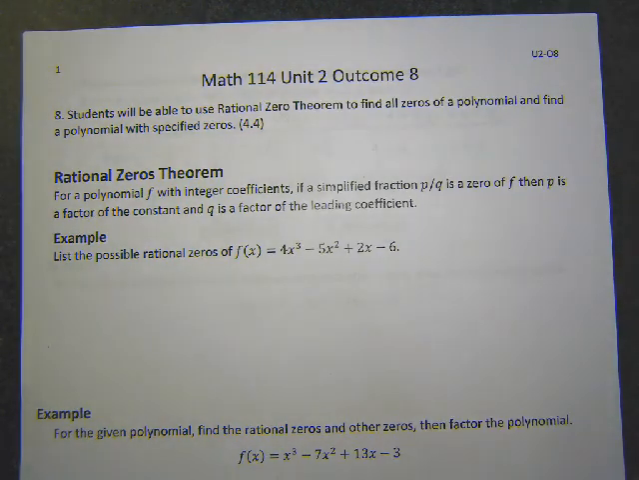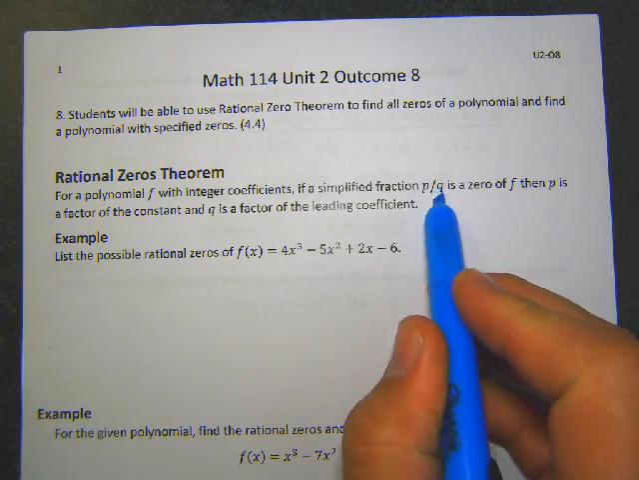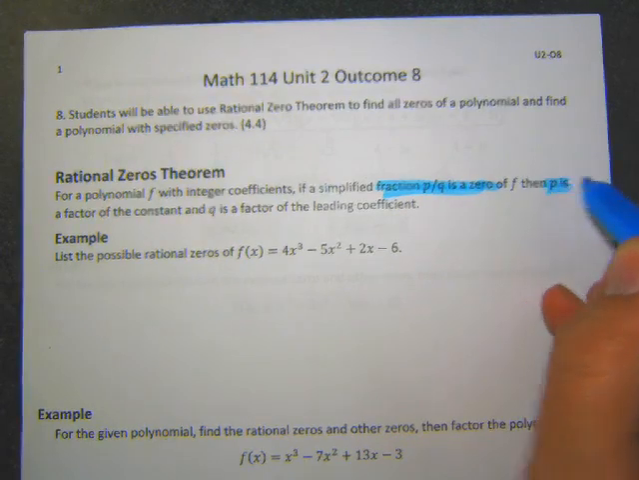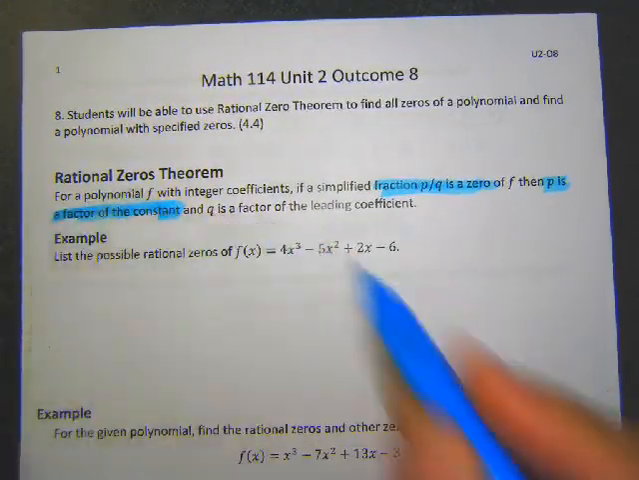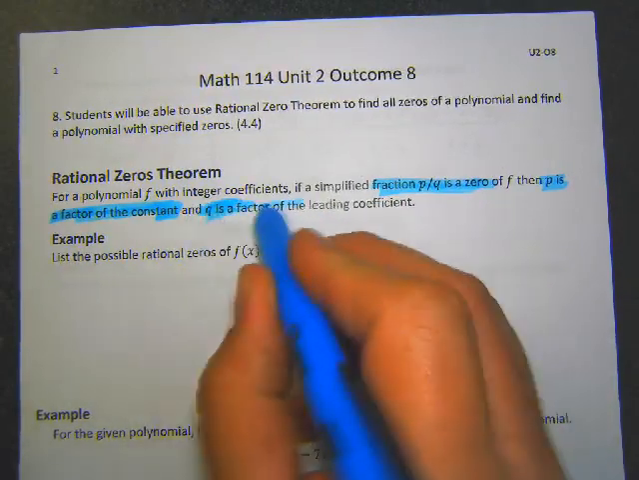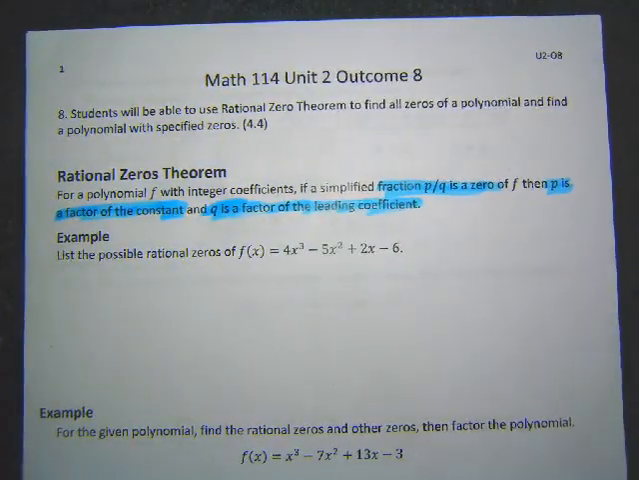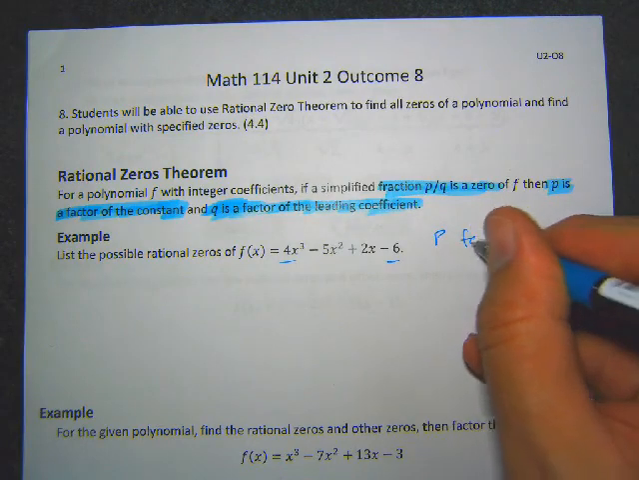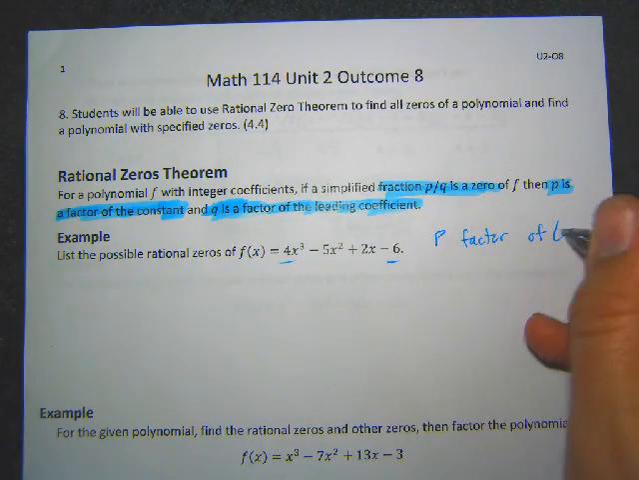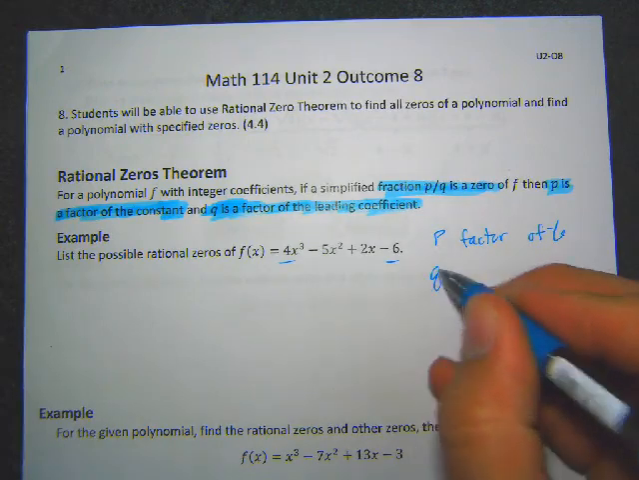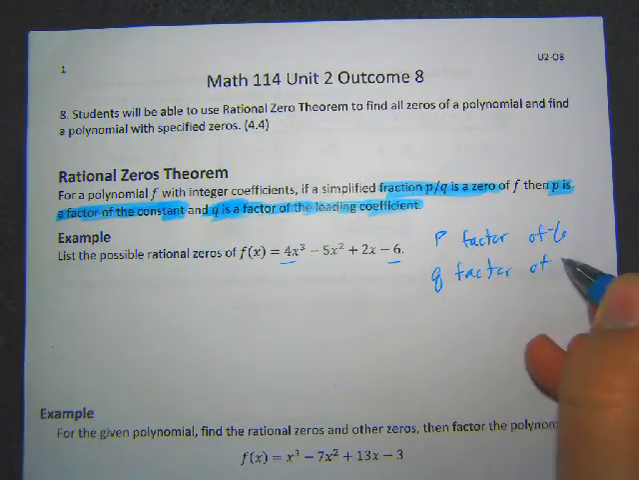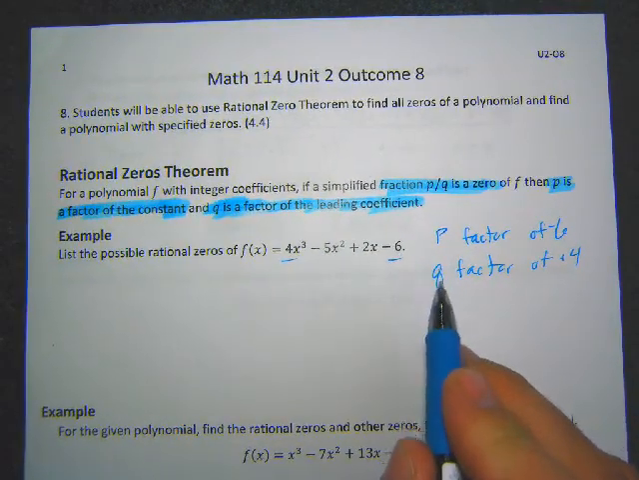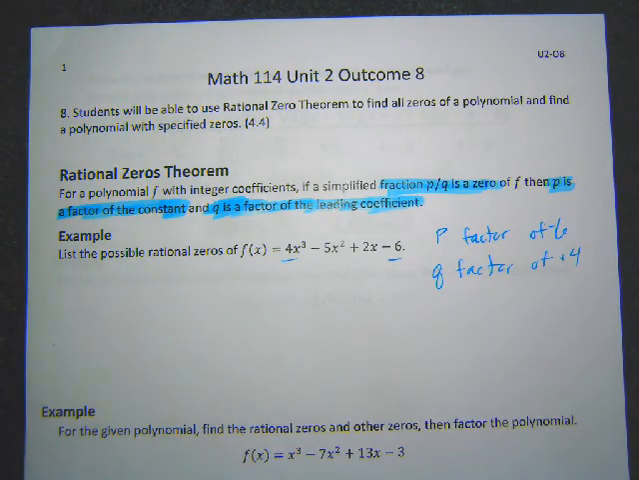That's the important thing: if the fraction p over q is a zero, then p is a factor of the constant, so the top is a factor of the last number, and q is a factor of the leading coefficient, the first number. So in this case, p would be a factor of negative 6, the last number, and q would be a factor of positive 4, the first number. So the top number p always comes from the last number, the bottom number q always comes from the first number. Now factors just means any number that goes into it, right?